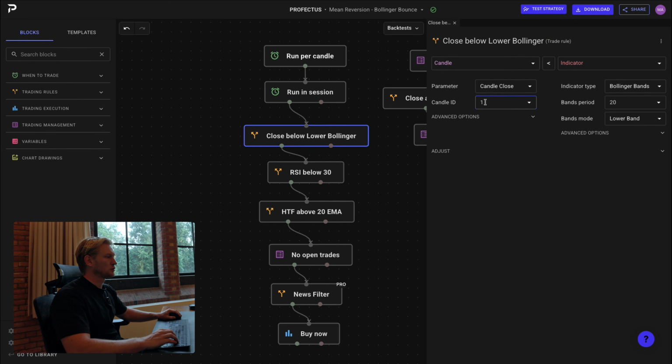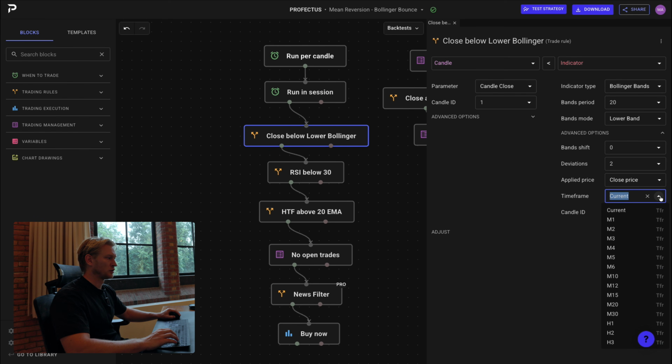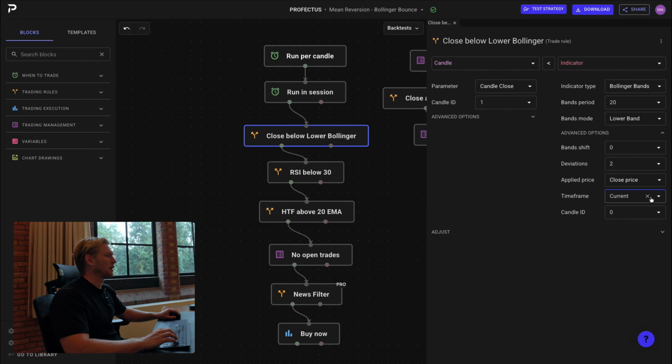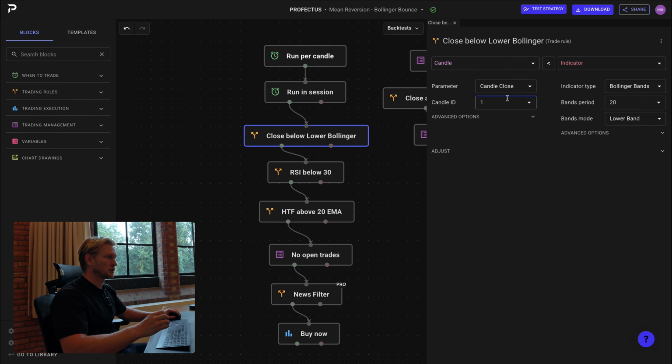So the candle close of the last candle, so candle 1 on the current time frame, so we run this on a 4-hour time frame. So the last close of the 4-hour, we are checking if that is below the Bollinger Band 20 lower band, okay? Also, this is set at current. You can also change it to like the 1 minute, but then you have the 4-hour close below the 1 minute Bollinger Band. You don't want that. We want to keep it all in the same time frame for now. And yeah, then you keep that on current. So when the candle closed below that lower band, this will continue.